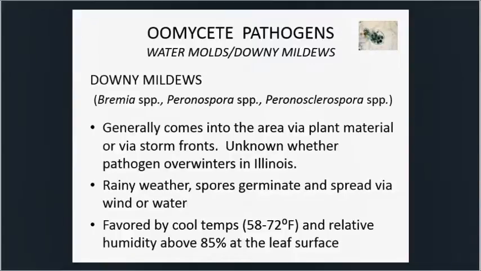The pathogen for most downy mildews is carried in the seed or the bulb, or the infection takes place at the seedling or the young plant stage. It causes systemic shoot infection in the host plant itself. Most of the time, rainy weather. When it's wet, the spores will germinate and they'll spread either by wind or water. They're also favored by cool temperatures, such as 58 to 72 degrees Fahrenheit and a relative humidity above 85% at the leaf surface.